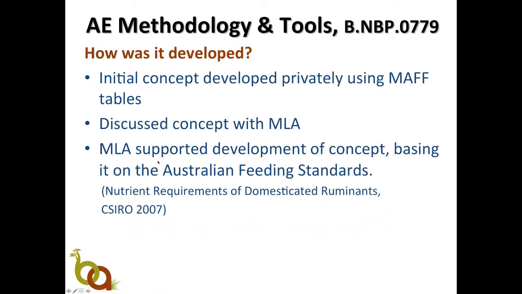So how has it developed? Well, initially Shane and I were working on it, had been for a while, and we based it initially on the British MAF tables. The British Ministry of Agriculture had some fairly widely used and handy equations called MAF tables to do it, and we'd done up a prototype concept based on that. And we discussed the concept with Meat and Livestock Australia, and they supported further development of the concept, provided it was based on the Australian feeding standards, because being an Australian system, they thought it should be based on the best science for here. And that book is The Nutrient Requirements of Domesticated Ruminants by CSIRO in 2007, which is what we refer to as the feeding standards.